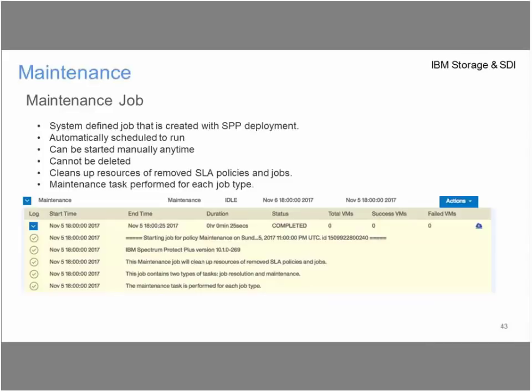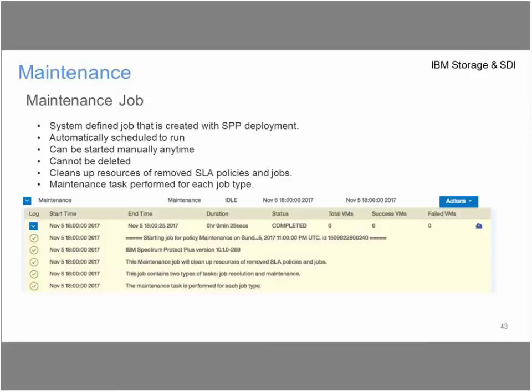The first thing is that there's a maintenance job that runs automatically within Spectrum Protect Plus every evening. It's a system-defined job that gets created automatically when you deploy the Spectrum Protect Plus environment. It is automatically scheduled to run. You can start the job manually anytime you want. Go to the Actions button, and from the drop-down, choose Start. It will kick off that maintenance job. However, you cannot delete the maintenance job. There's no way to remove that from the system. It is necessary for the long-term health of the Spectrum Protect Plus appliance and environment, and you don't need to run it manually.